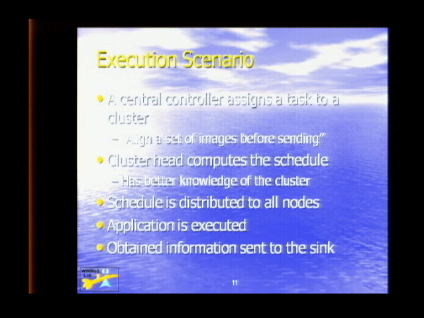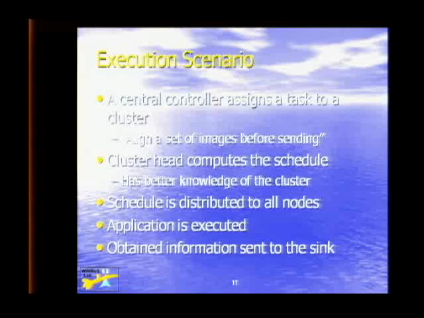Okay. So we assume that there is an execution scenario that says, well, there's a centralized controller, let's say the sink, that assigns a task to a cluster, saying that, well, align a set of images before sending. If you are familiar with that type of work, you should also be familiar with the image alignment problem. But it's more or less, if you have different sets of data, you would like to see how they overlap in space, let's say, or in time, so that you can actually reduce the amount of data that needs to be transferred.